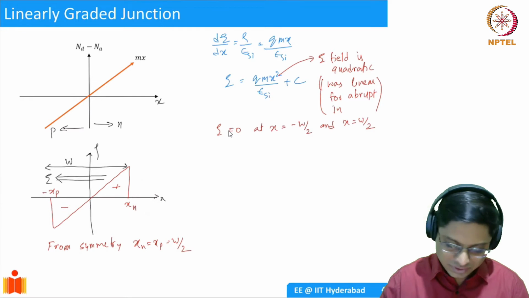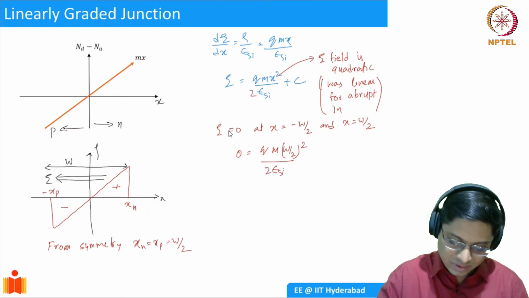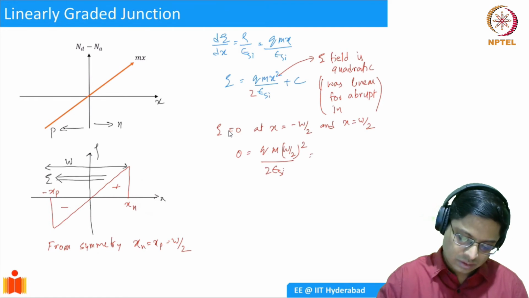Well, we can substitute. Since it's x square, we don't have to do much. So you substitute x equal to w by 2. So you get c equal to 0, 0 equal to Qm (w by 2) whole square divided by epsilon. Did I miss something? Well, I missed. There should be a 2 here, right? X square by 2, that should be okay. So this is equal to plus C equal to 0, right?